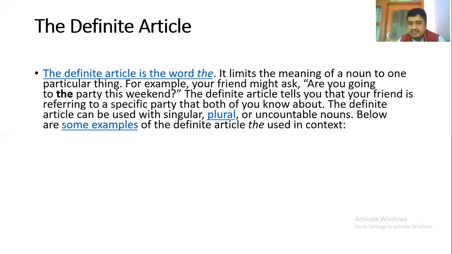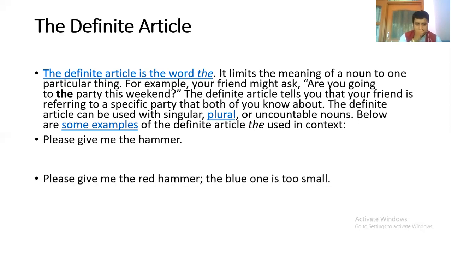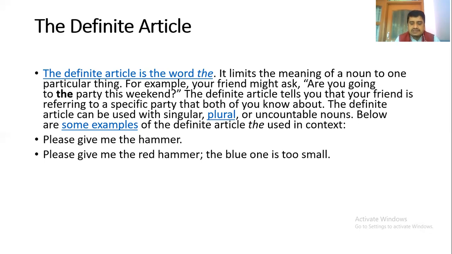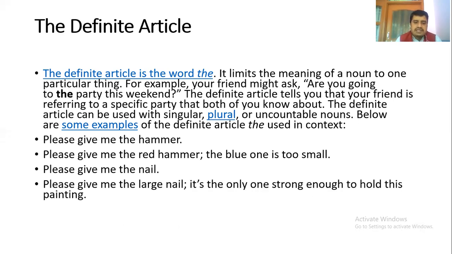The in use in context. Please give me the hammer. Please try to understand the definite article and its use. Please give me the red hammer. The blue one is too small. Please give me the nail. Please give me the large nail. It is the only one strong enough to hold this painting. Please give me the hammer and the nail.